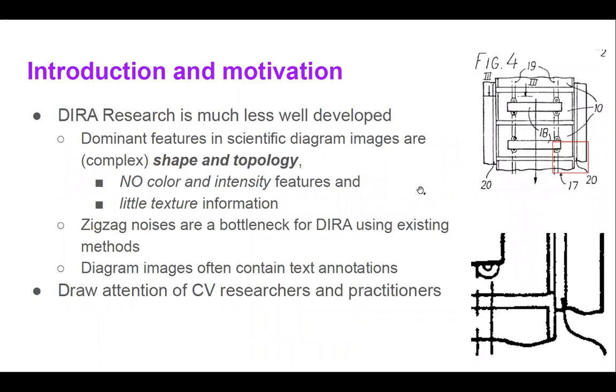One major motivator for our paper is that DRA research is much less well developed compared with that for natural images. Because dominant features in diagram images are complex shape and topology. There is no color and intensity features and very little texture information. And zigzag noises are a bottleneck for DRA. Also, diagram images often contain text annotations such as the figure 4, curves, and arrows.